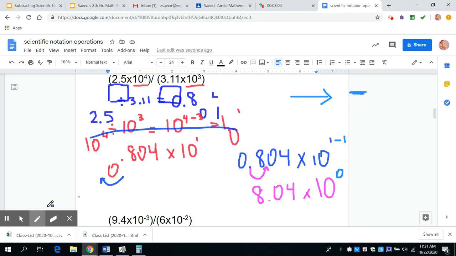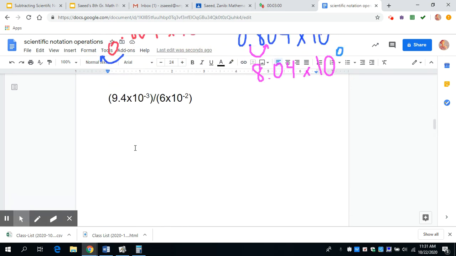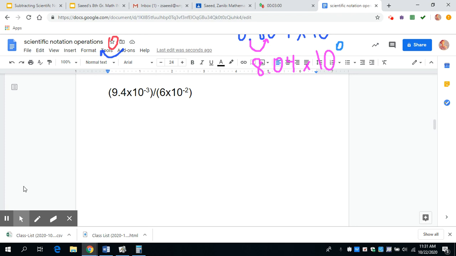Nope, that's it. That's the answer. Okay, let's keep going. The next one we have is 9.4 times 10 to the negative third divided by 6 times 10 to the negative second. All right. Again, what do we do first?